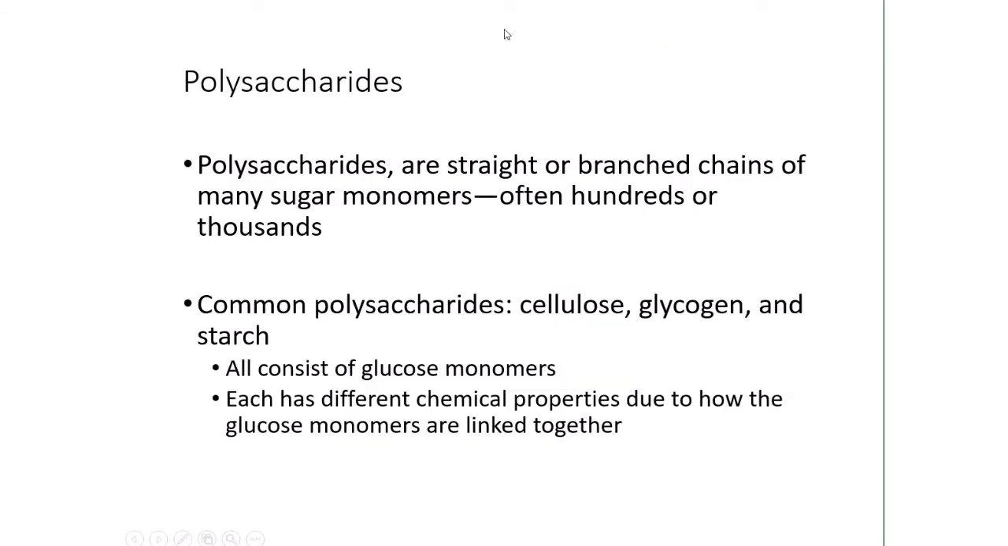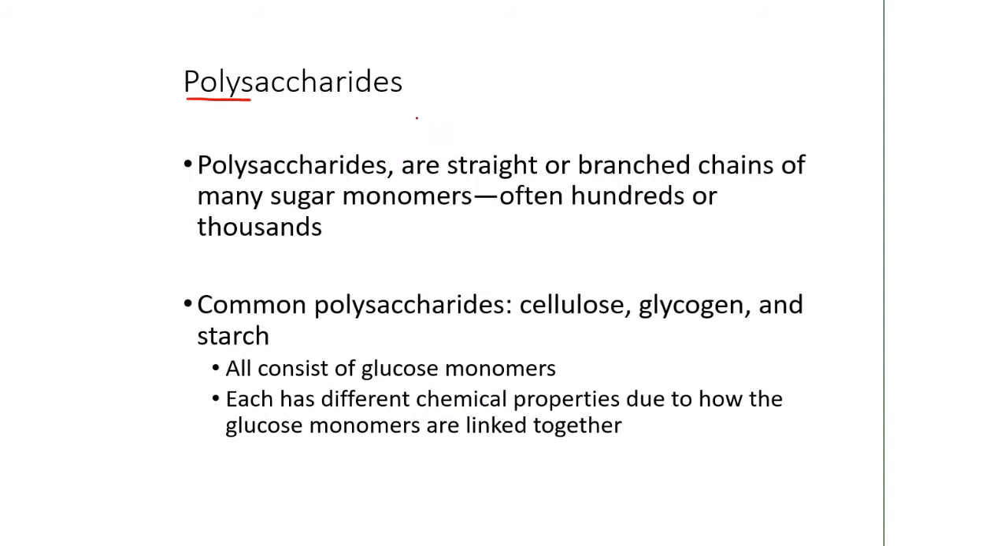So we talked about monosaccharides, single sugars, and disaccharides, double sugars. Now let's talk about polysaccharides. Polysaccharides are polymers of carbohydrates. These are really long chains that are either straight or branched.